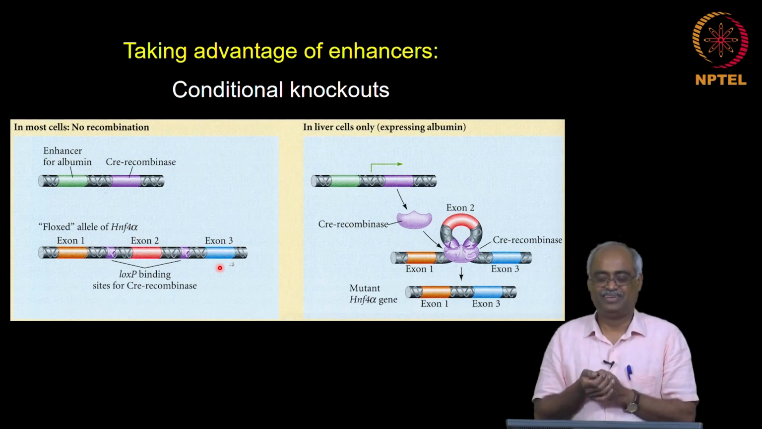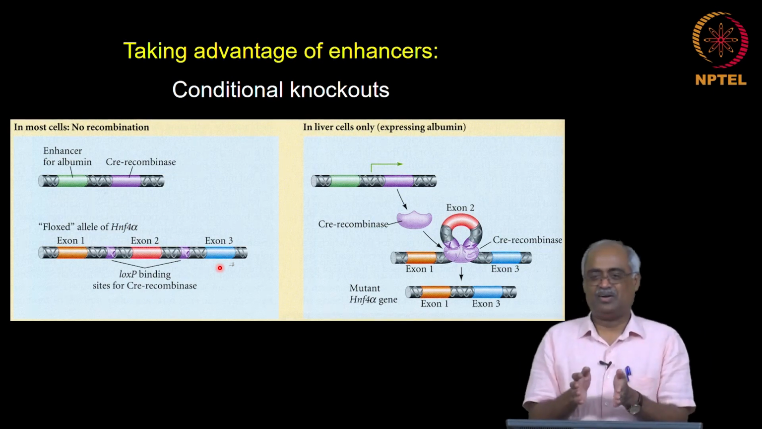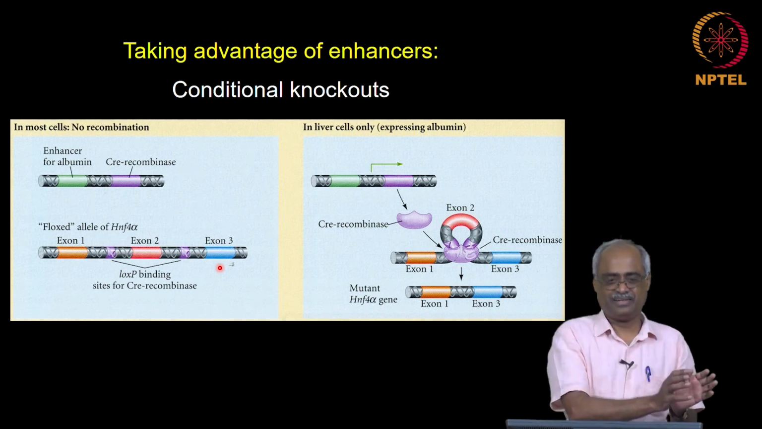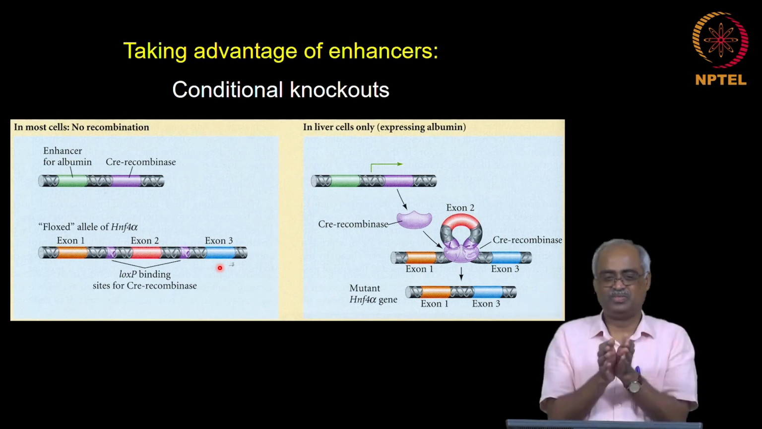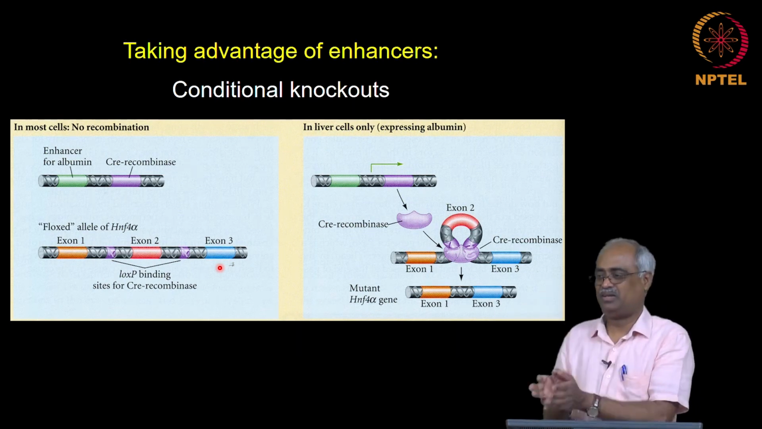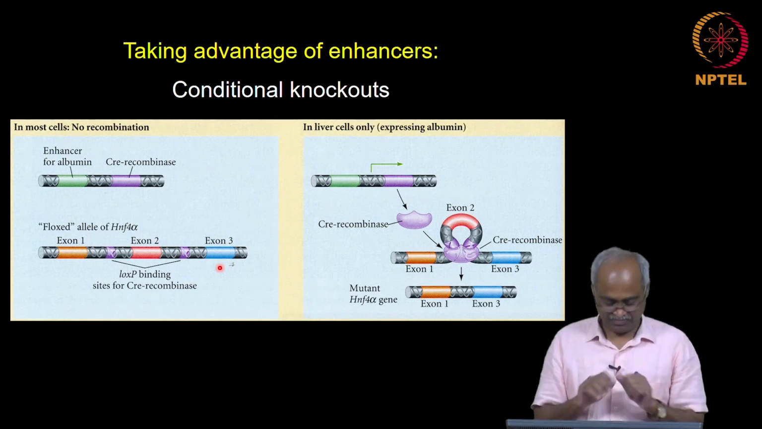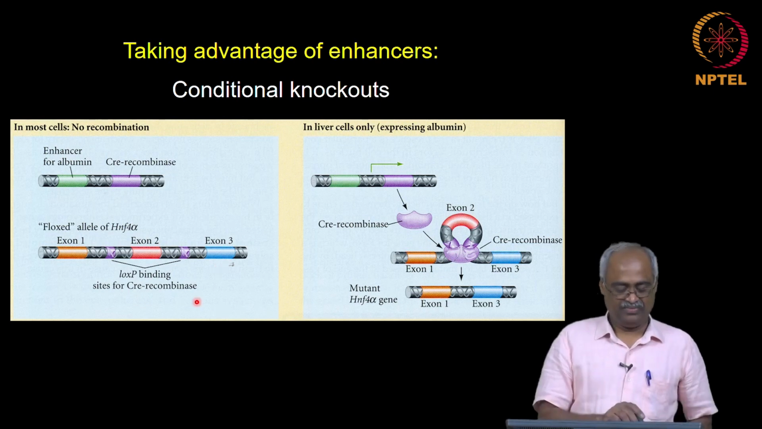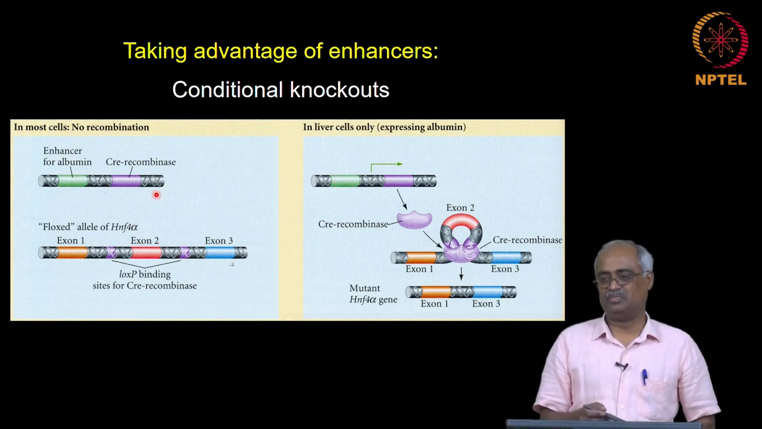So, now we are looking at conditional knockout, meaning we are not deleting it at the zygotic nucleus. So, it is not going to be there in all cells, we are going to specifically knock out in a particular somatic tissue. So, how do you do that? How do enhancers help? Now you have one strain of mouse where you have a bacteriophage recombinase.